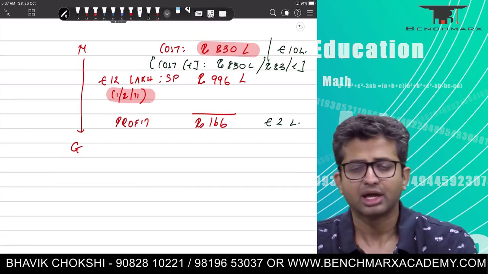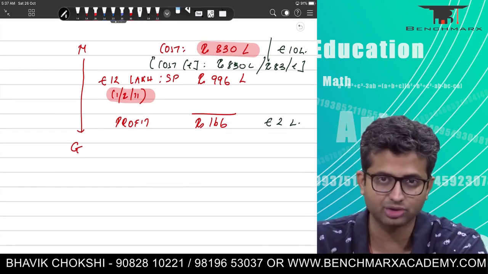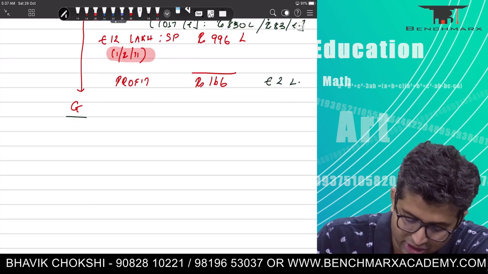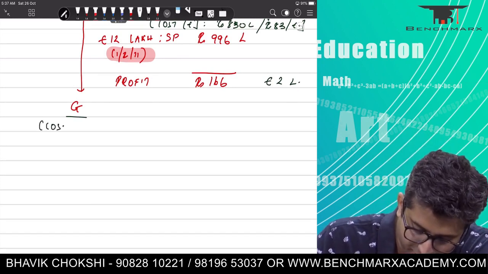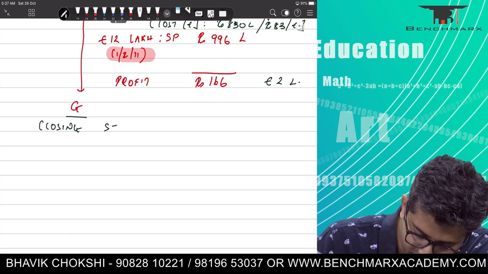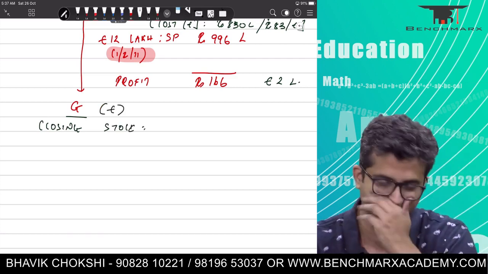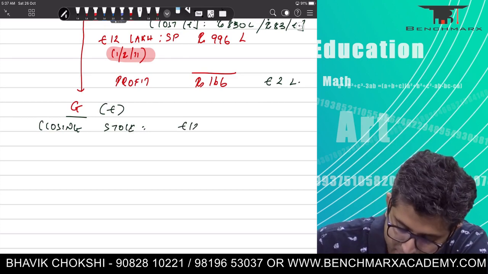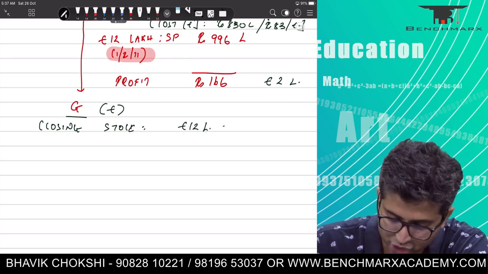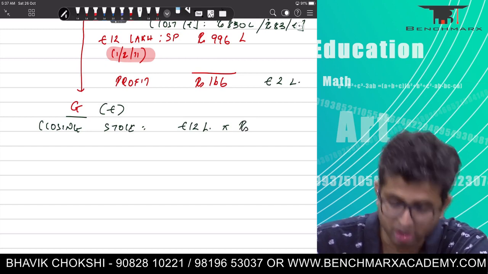Now what is happening is that at the end of the year the exchange rate changes and these goods are still lying in G as a closing stock. So we are not very sure of the currency that G has, but if the closing stock is lying and let's say G has a currency of euros, that is what the question is solving it as, then this will be appearing as 12 lakhs in the books of G.